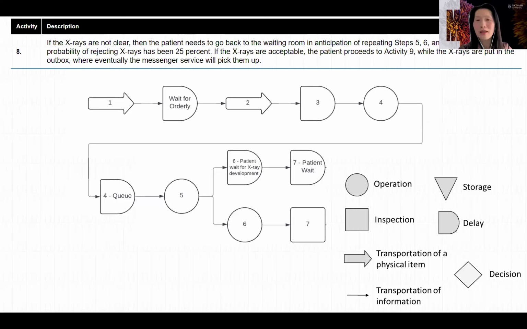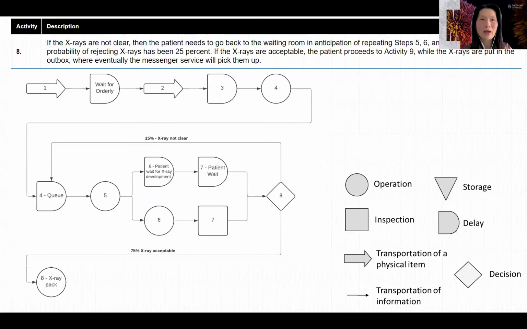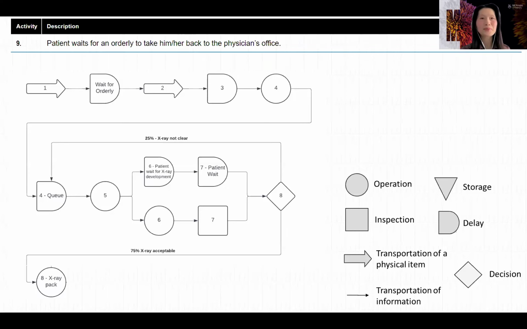So basically you need to collect the data to really know which percentage of those X-rays are of not good quality. But anyway, we are drawing these diagrams. So you can see number 8 going back 25%, the remaining going to the next one, which will be the packing up. So packing up here, we still consider as operation for this moment.